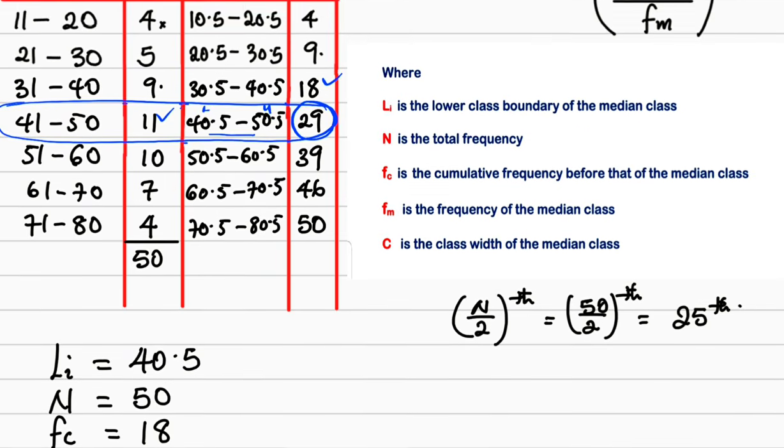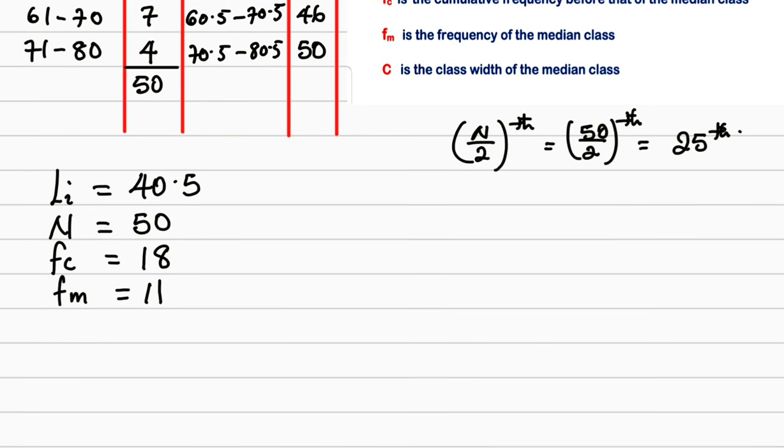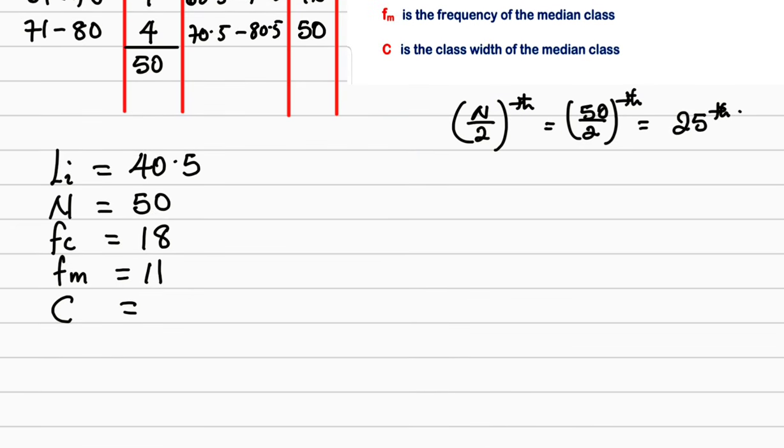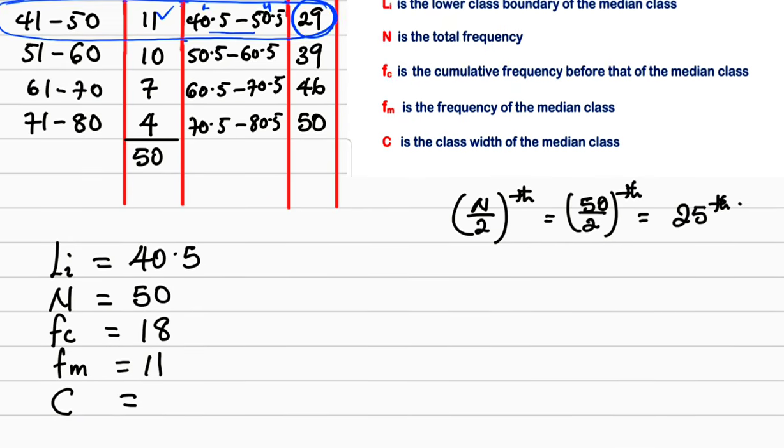Then what again? Okay, we need to get our C. Now this C is actually the class width of the median class. And how to get it is just to find the difference between the class boundaries of the median class.